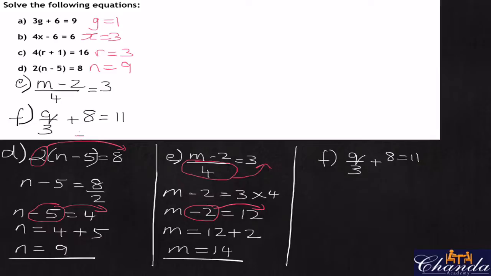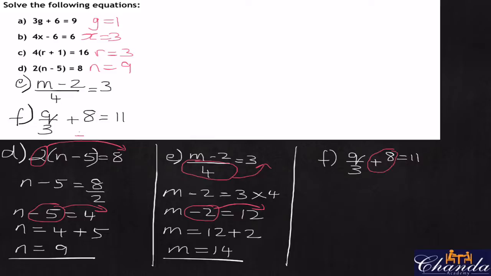Okay, now let's move into part F. And if you're feeling confident, folks, I would encourage you to have a go at part F on your own to see how you go. Okay, so we have q over 3 plus 8 equals 11. So remember, the last operation we would have done to construct this particular expression of q over 3 plus 8 would have been the plus 8, okay?